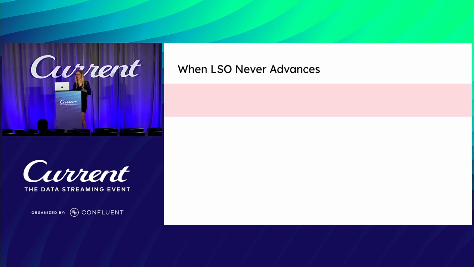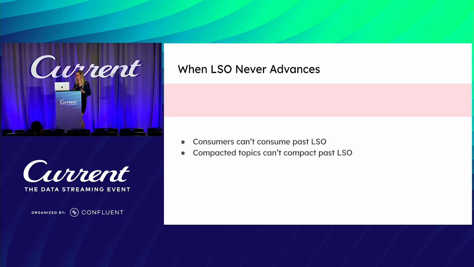Okay, so I talked a little bit about how important the LSO is for consumers when they're reading read committed data. So what happens when the LSO never advances? So consumers can't consume past the LSO, and we also can't compact topics past the LSO. And so what this means basically is we get stuck trying to process our partition. If there's any transaction in that partition that had an issue, you can't read anything else in the partition. You can't compact anything else in that partition. So your processing might stop and your disk might fill up because you're not able to compact.